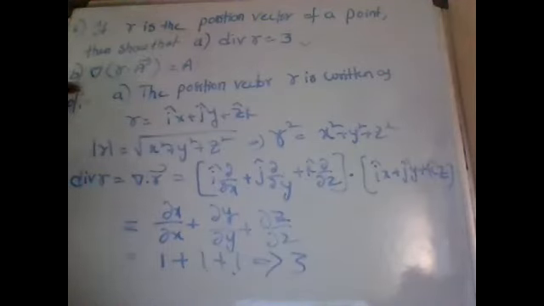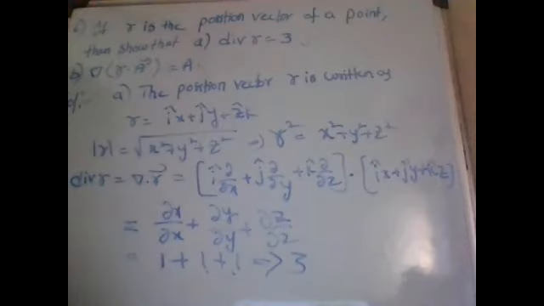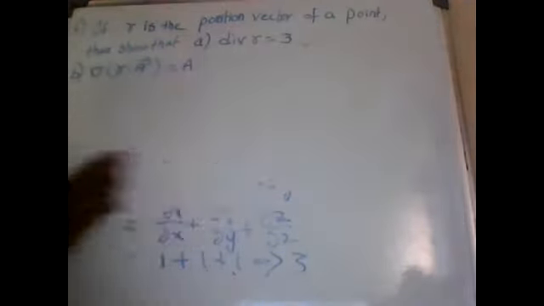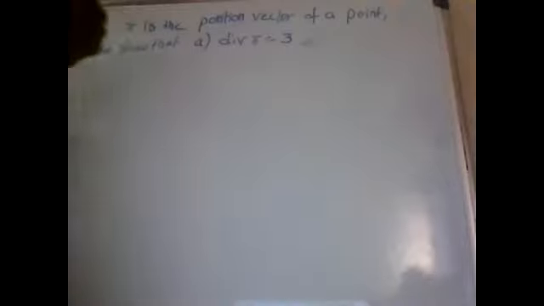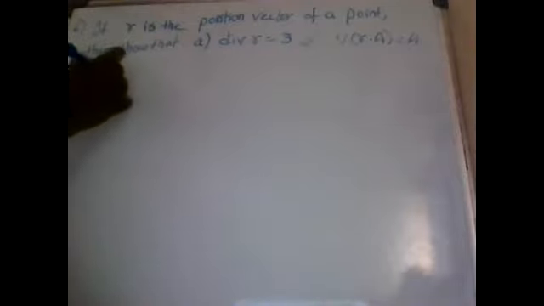Next one: del dot (r dot A). First we have to find r dot A. After that, del of r dot A equals A. What is the second one? Del of r dot a equal to a. So first we have to find r dot a.